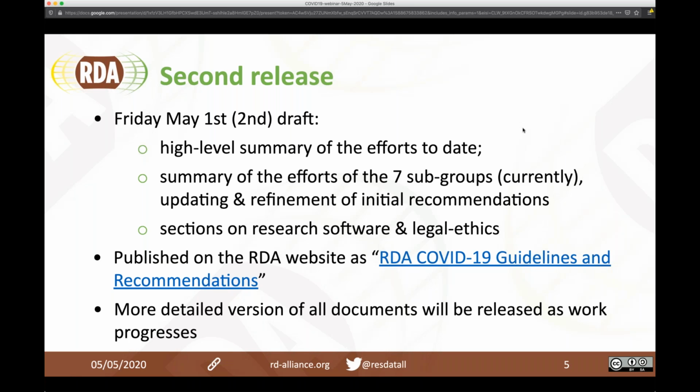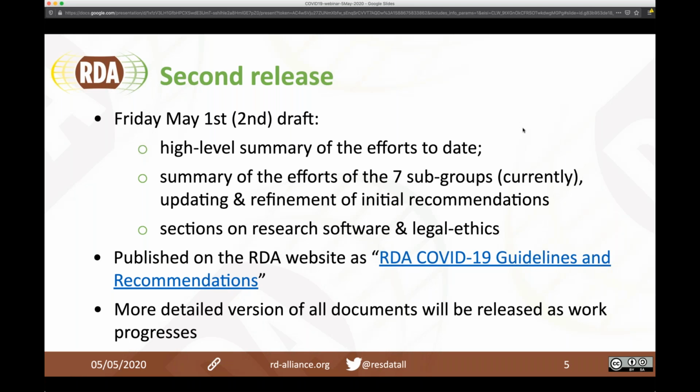So as I assume many of you know, our second draft was released this past Friday. It continues on with the summary of the efforts to date. And we now have 7 subgroups, the original 7 thematic subgroups, which we'll hear from. And then we also have 2 subsections or overarching cross-cutting groups called research software and legal and ethics. So those are our initial 2 cross-cutting themes that have common threads that weave through all of the thematic subgroups.